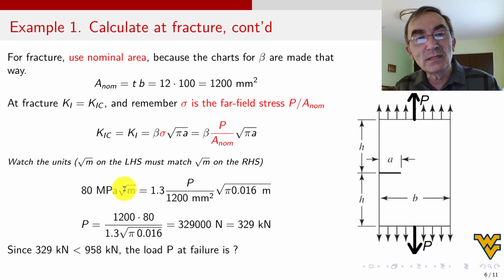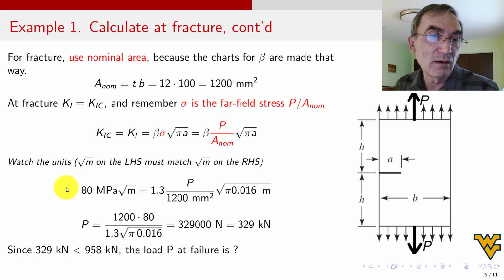So since on this side, the fracture toughness was defined this way, on this side, I'm going to put meters here, even though I'm putting 1200 millimeters there. These 1200 millimeters I put because megapascals is newtons per millimeter square. So I put P in newtons, 1200 millimeters square, and so this is going to cancel with this, and everything's great. But whatever is inside the square root, I just keep it in meters, okay?